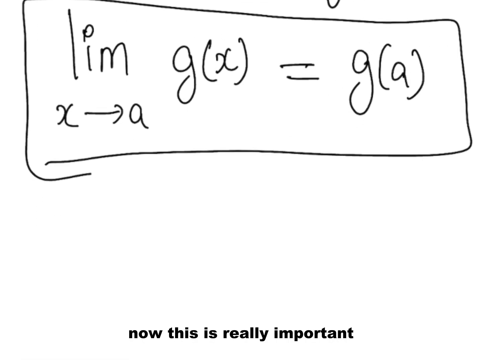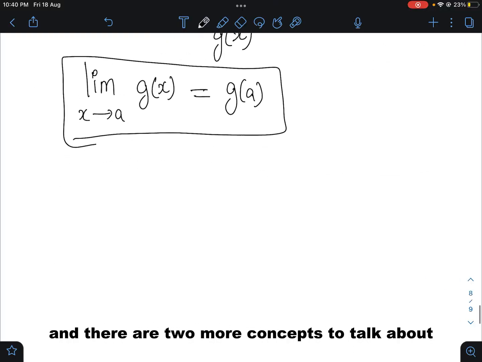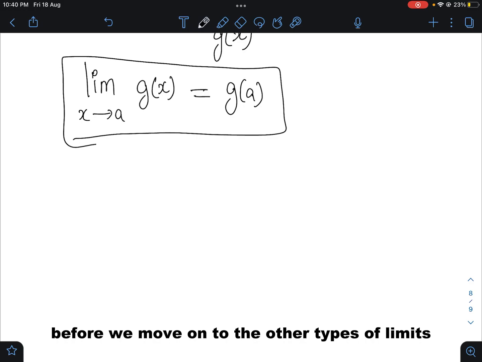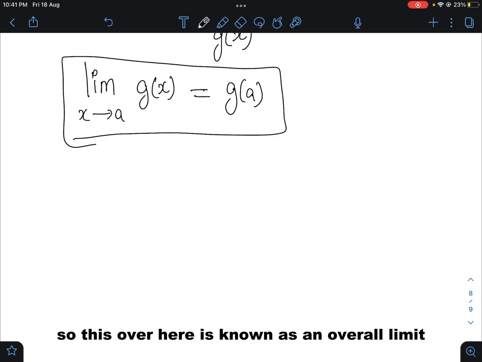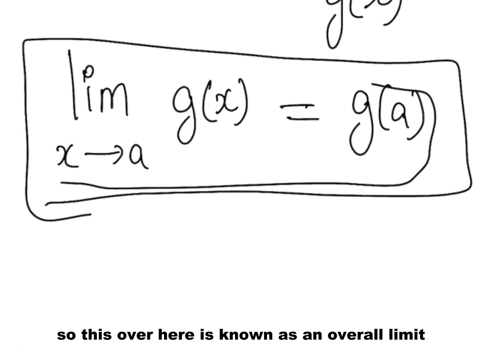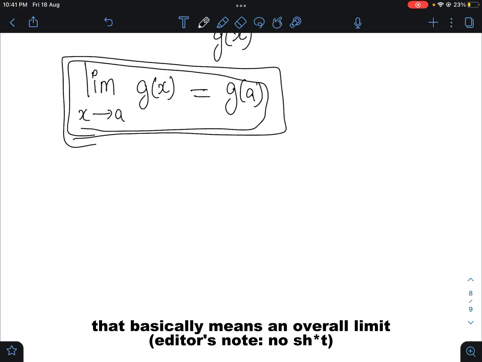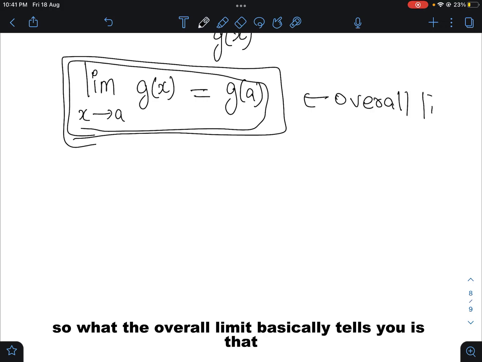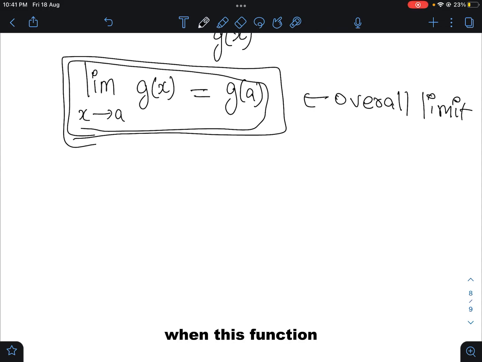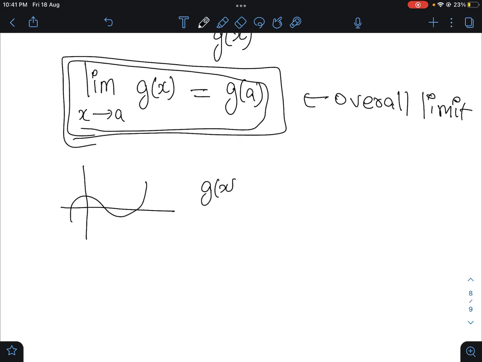Now this is really important. And there are two more concepts to talk about with limits before we move on to the other types of limits. So this over here is known as an overall limit. What the overall limit basically tells you is that when this function, the function g of x, approaches this value overall, it doesn't matter from where you're approaching it, it will just approach this value.